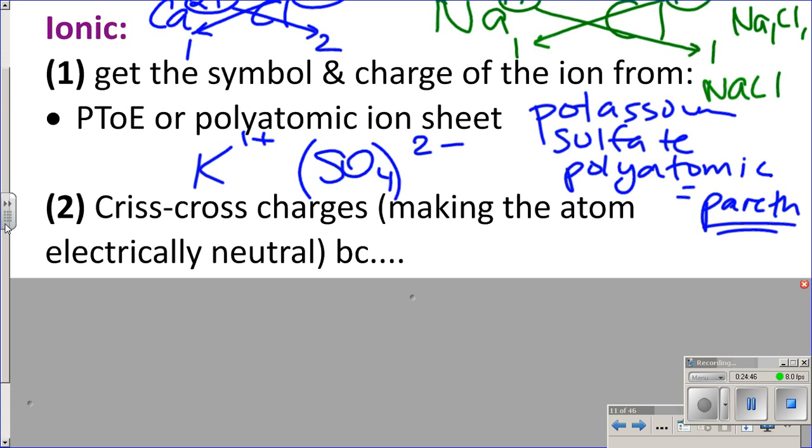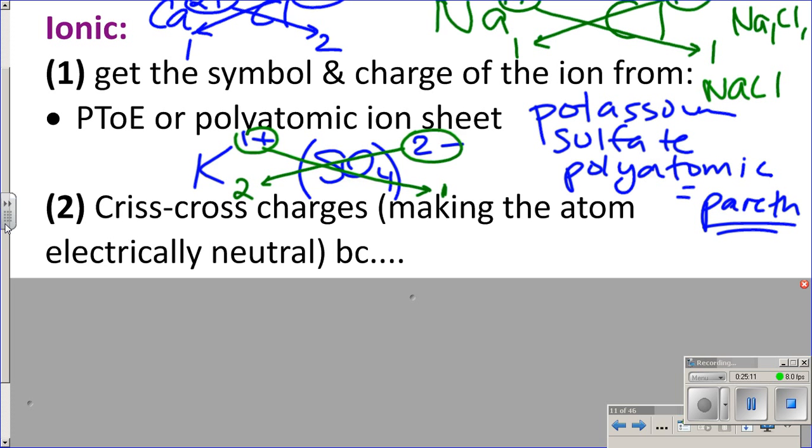Not the charge. The charge is getting ready to be crisscrossed. Don't hold it in. This is the happy family, though. SO4 is a happy family. Do not break them up. Okay, so with potassium sulfate, what I need to do now is take this 1 and crisscross it to the outside of the parentheses. So that's a 1 out there now. And I need to take this 2 and crisscross it to the inside between the K and the sulfate. So that's now a 2.